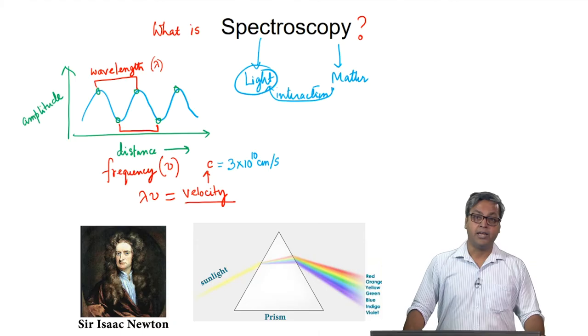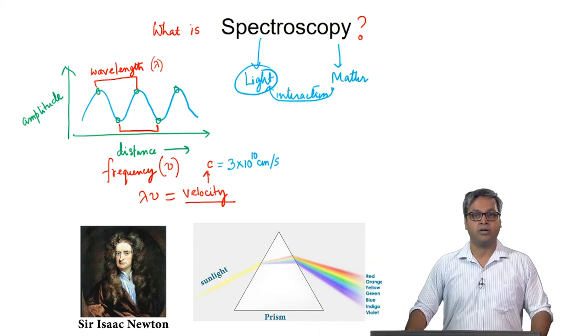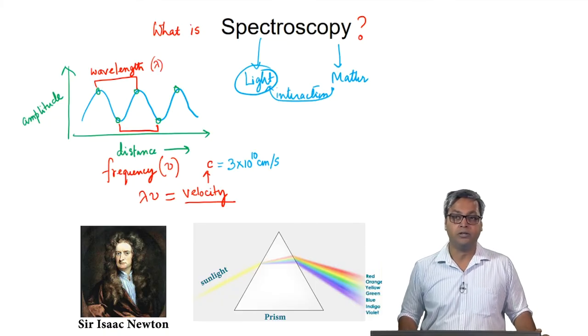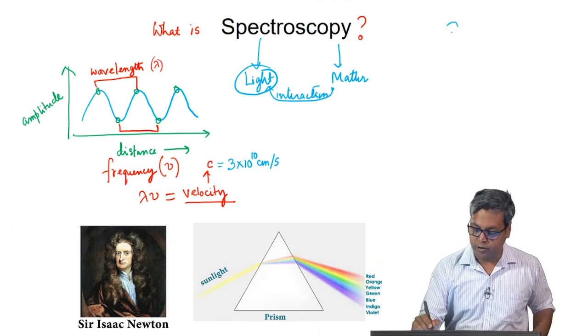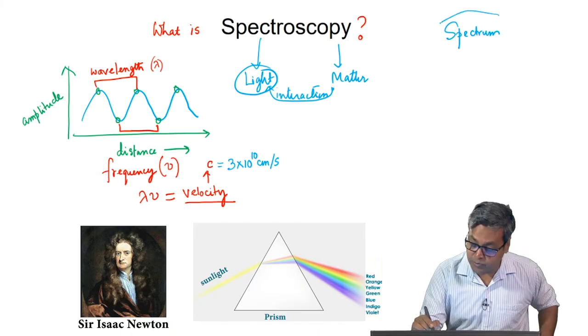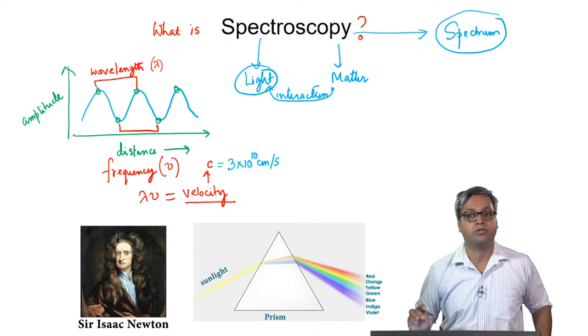Thus, we can say that if we can spread the electromagnetic wave into its different constituents in terms of wavelengths or frequencies, what we will get is a spectrum. And the process of getting the spectrum is called spectroscopy.